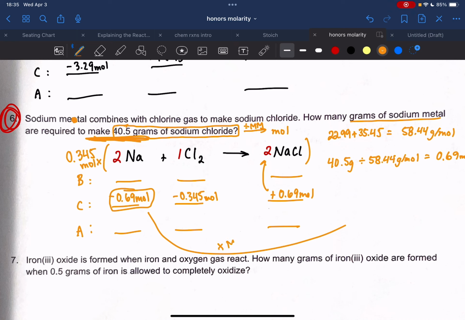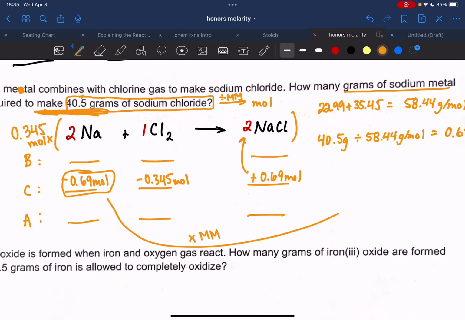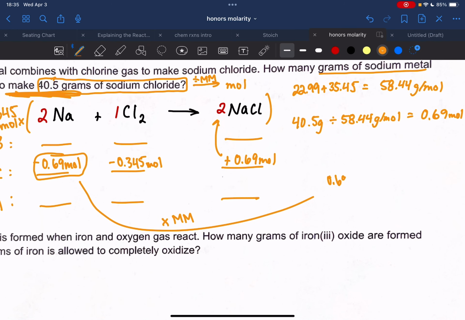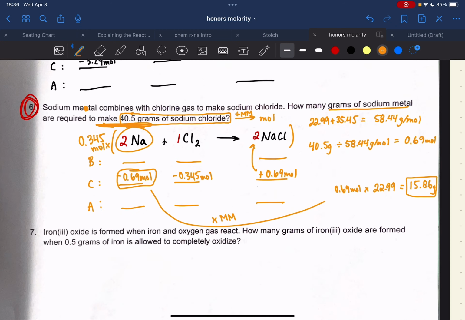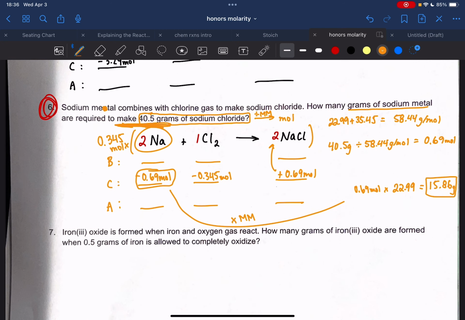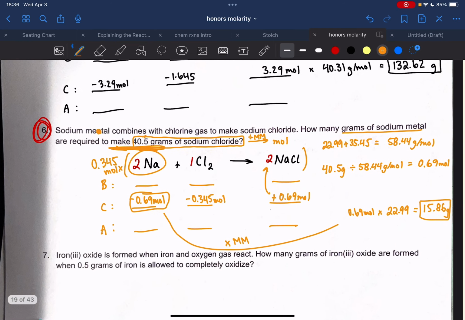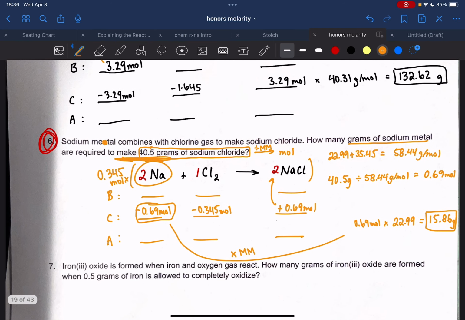The way I convert to grams, once again, is you multiply by the molar mass. So now I'm just going to take my 0.69 moles, multiply by the molar mass of sodium, right? And this will be 22.99. All right, so 0.69 times 22.99 gets me 15.86. And that is the number of grams of sodium that will be required in order to make 40.5 grams of sodium chloride.